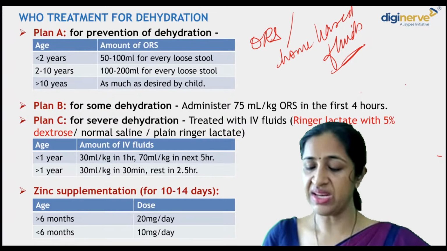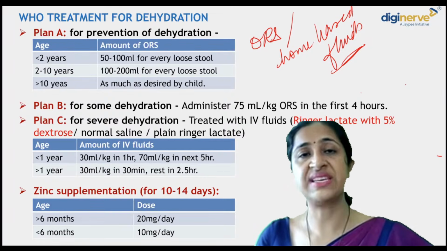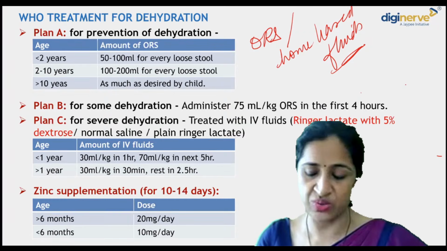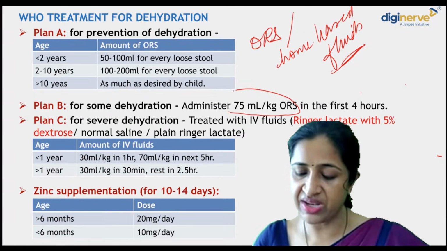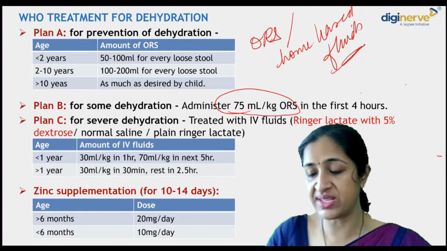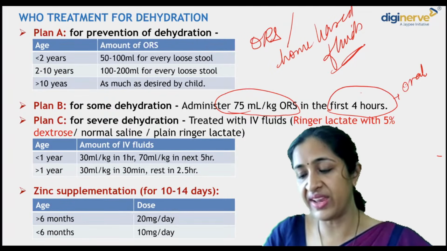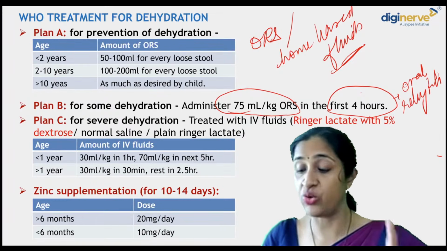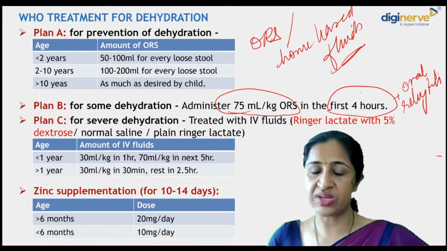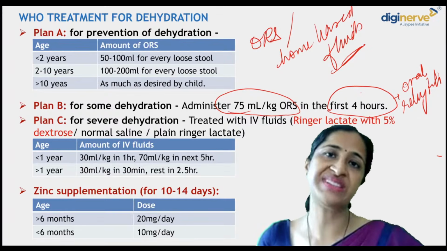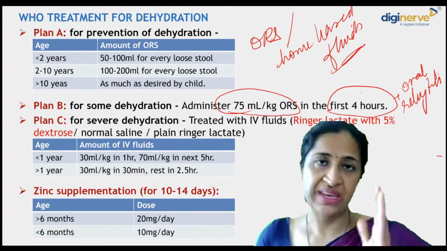Now, here you are going to give ORS either orally or through nasogastric tube, based upon how the child accepts the ORS. The amount is 75 ml per kg ORS in the first 4 hours. Now, here also oral rehydration is the treatment of choice. Okay, not IV, oral rehydration. What is plan B? You identify some dehydration, start giving 75 ml per kg of ORS.